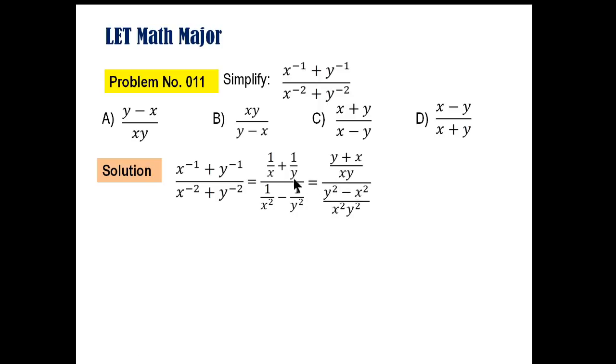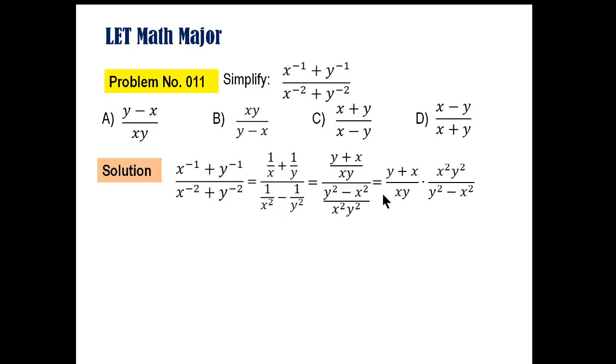Okay, to simplify, we're going to find the LCD of your numerator. So the LCD would be xy. xy divided by x is y, y times 1, y. Plus xy divided by y, the answer is x times 1, x. Over the LCD of your denominator, here, x squared y squared. x squared y squared divided by x squared, the quotient is y squared times 1, this is y squared. Minus x squared y squared divided by y squared, so that's x squared times 1, x squared.